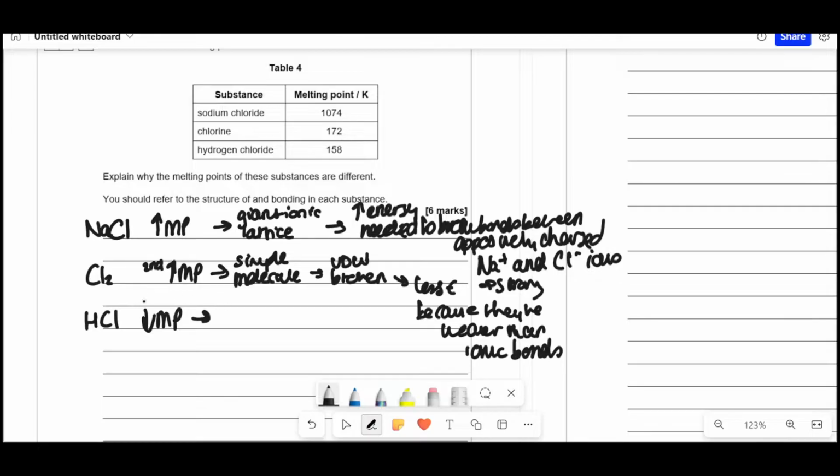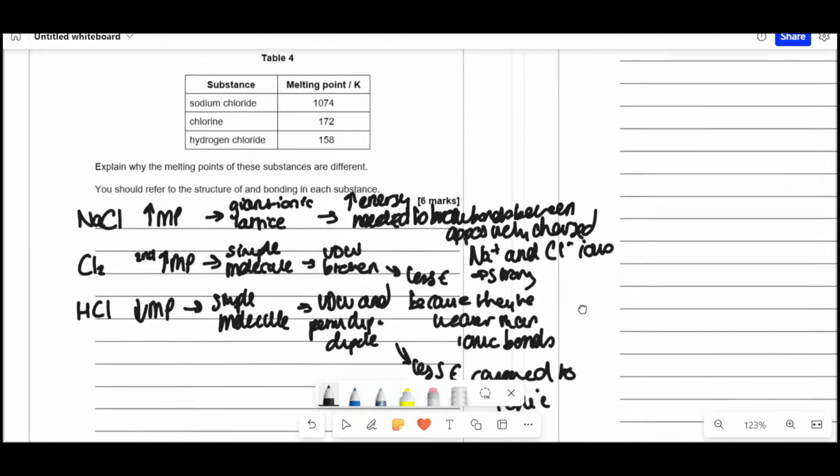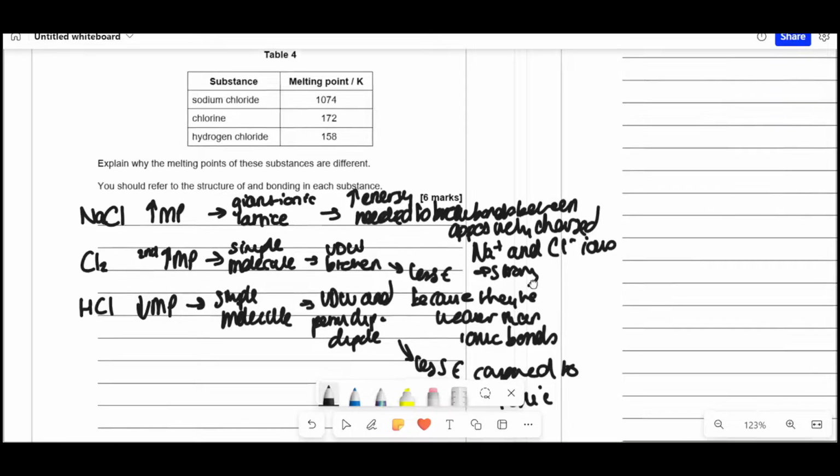Then if we look at HCl, what bonds are in this? So we know it's, again, a simple molecule. It's got van der Waals forces and permanent dipole interactions. So less energy compared to ionic. However, hold on a second. You all learn that van der Waals forces are the weakest, then permanent dipole, and then hydrogen bonds. So why is this higher than this? That doesn't make sense. So we need to think about what's going on here.